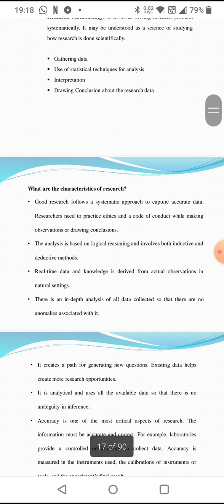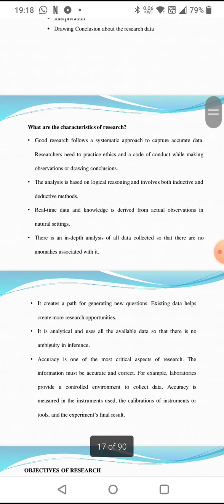What are the characteristics of research? A good research follows a systematic approach to capture accurate data. Researchers need to practice ethics and a code of conduct while making observations or drawing conclusions. And the analysis is based on logical reasoning and involves both inductive and deductive methods. Real-time data and knowledge is derived from actual observations in natural settings. There is an in-depth analysis of all data collected so that there are no anomalies associated with it.